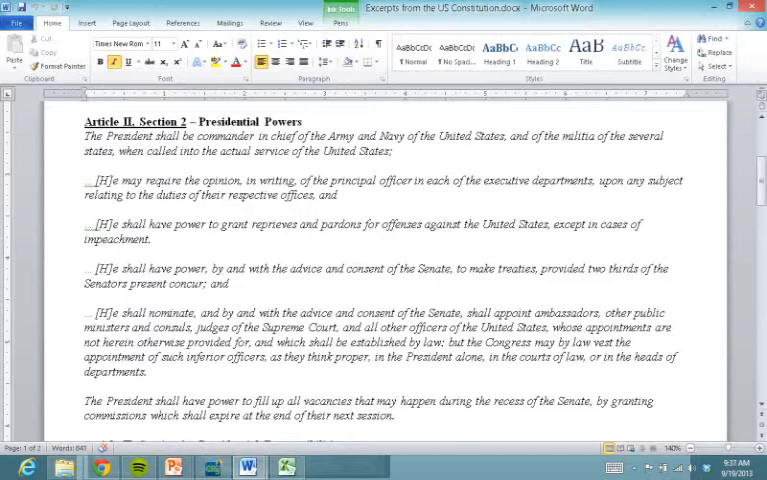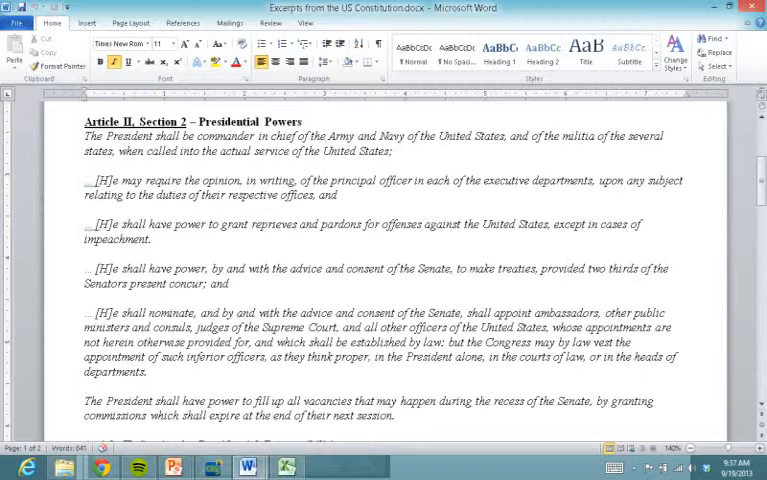He shall nominate by and with the advice and consent of the Senate. So technically he can choose who's in his cabinet, but the Senate has to approve of it. Where does it say cabinet? It doesn't, but it says he shall appoint ambassadors. An ambassador goes to other countries. Yeah, so essentially Secretary of State. Secretary of State's not an ambassador. That's an ambassador. But what about Secretary of Treasury, Secretary of War?